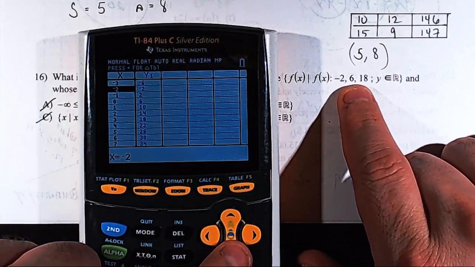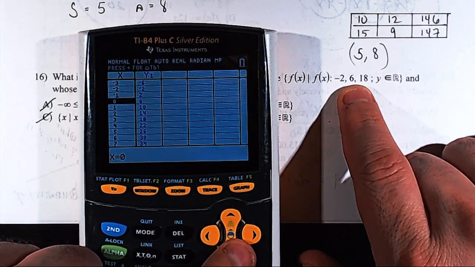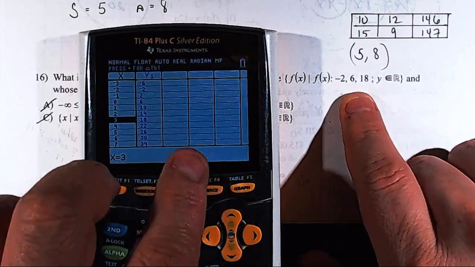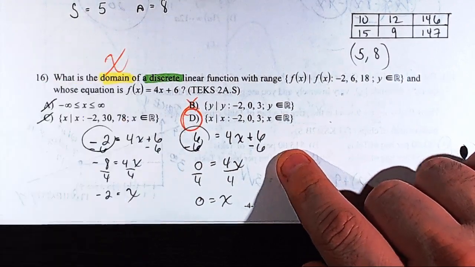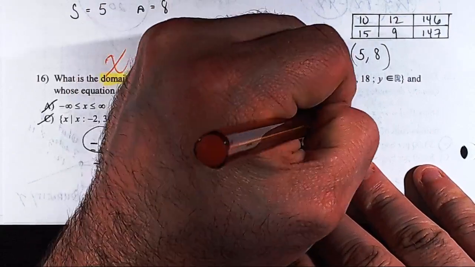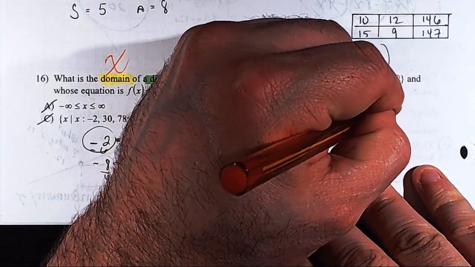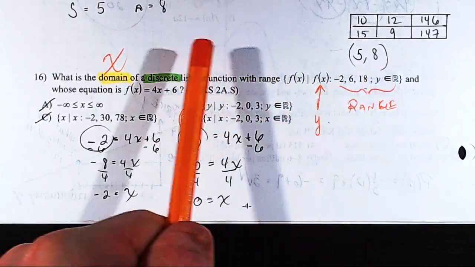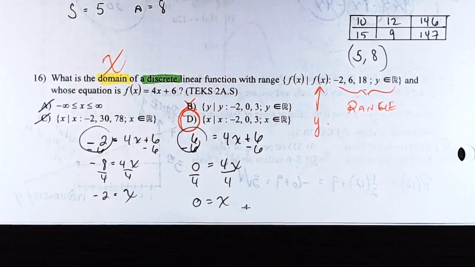Now let me go to 6. When y is 6, x is 0. Let me go to 18. When y is 18, x is 3. See, that's how you're doing it. Just remember that these are the y values, the range values. So you're given the range, and you're asked to find the domain. You had to know that f(x) was y. So that's how you solve number 16.